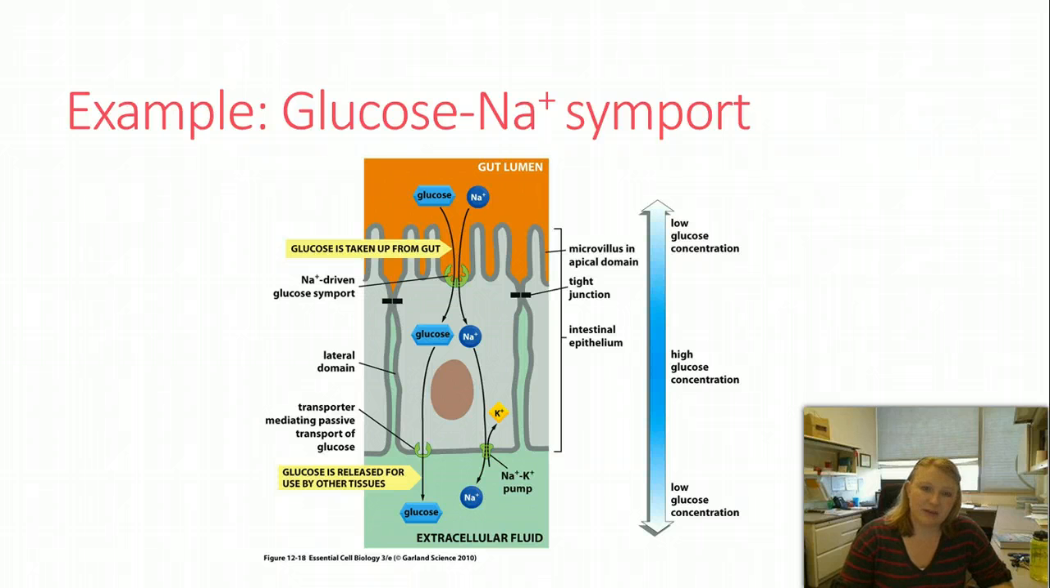Now that we've used that coupled symport, we can then allow for passive transport of that glucose out of the high glucose concentration of these gut cells into the extracellular fluid and shared with other cells. So this is how this works: we use active transport to allow for passive transport to spread nutrients throughout the entire body. It's a pretty cool process, and it's really important that we understand how this works. And then obviously you can see here at the bottom that the sodium-potassium pump shows up again to pump out that extra sodium.